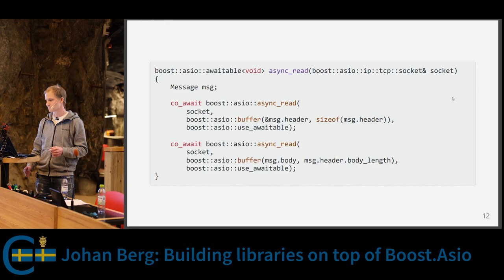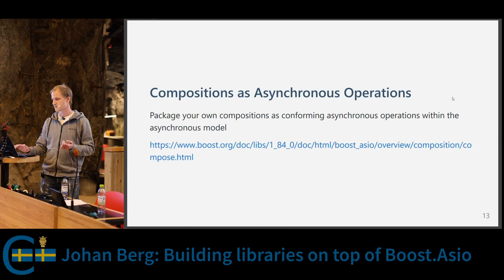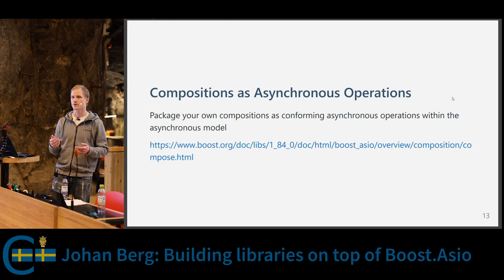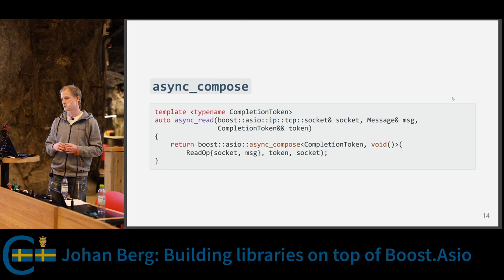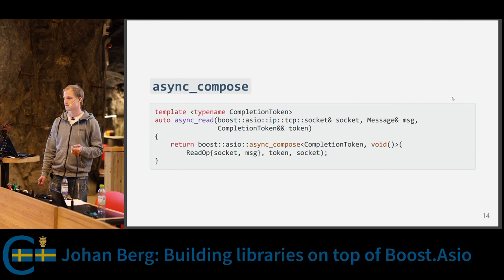Okay, next we'll look at how to recreate this function using something called composition. By using composition, we can make our function behave like any other Asio operation, basically. We do this with a little help from a function called async_compose, provided by Asio. So we create our function async_read here, and it takes a socket, a message, and a completion token. As you can see, the completion token is a template parameter here, because we want to be able to take any type of completion token.